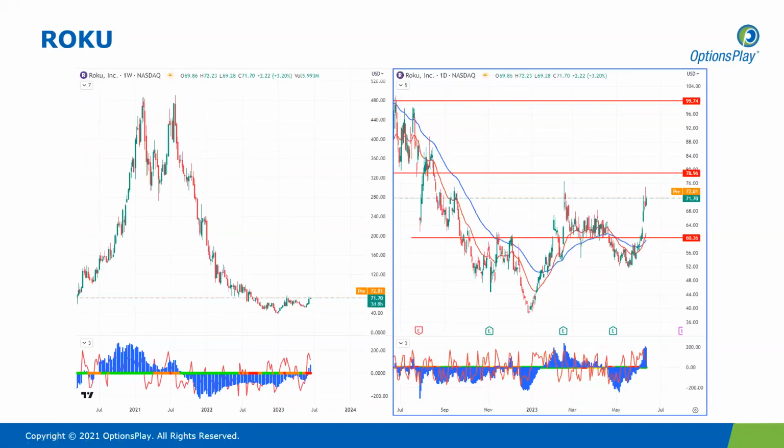Moving on to Roku. So Roku was another idea that I had for you last week. This was a bullish idea because price was breaking above this previous area of resistance and previous area of support. So this was a very key area. Price was breaking above it. And for those of you that did take the trade, well done. From $60, it's now already at $72 a share.